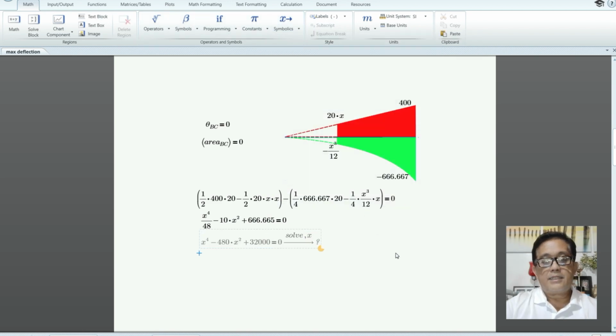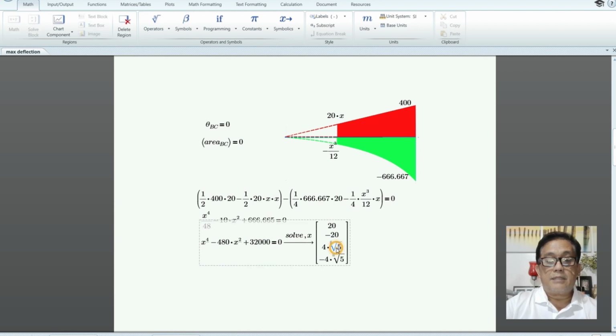And X is here. We have 4 roots or 4 answers. 20, of course, at 20, that's at the fixed end. The slope is 0. So this is correct. We don't use negative answers here. So it's either 20 or this one. But we know that 20 is at the fixed end. So the answer must be this one. How much is this? Our X is equal to 4 times the square root of 5, or that is 8.944 meters. Towards the end of this video, I will show you other methods of solving X.